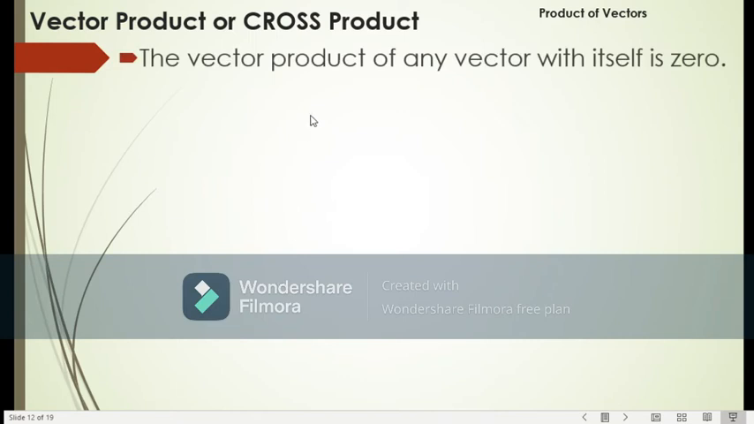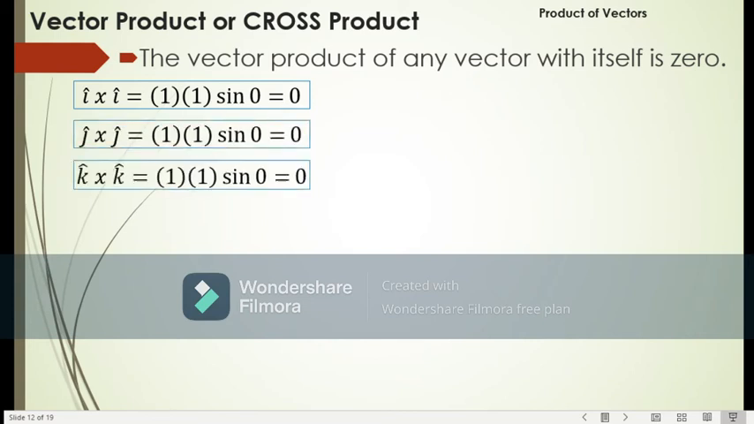So the vector product of any vector with itself is 0. An example is I cross I. So I is being multiplied to itself and the answer will always be 0, because I cross I means magnitude of I, which is 1, times the magnitude of I, which is 1, times sine of the angle, and this 0 degrees here is the angle between I and I. So 1 times 1 times sine 0 is 0. Same with J cross J and K cross K.